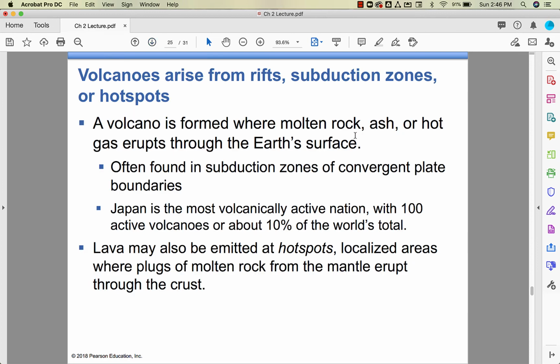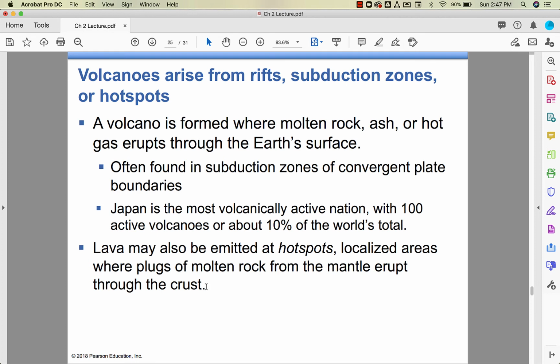So volcanoes come from rifts, so when plates are pulling apart, when plates are coming together, or where there are no plate boundaries. We can get volcanic activity where there are no plate boundaries. So it's where anything comes out through the Earth's surface. In many cases, it's where plates are converging, like in the Cascades and in Japan. Japan is the most volcanically active nation. 100 active volcanoes, right? Doesn't mean they've erupted recently, but there are 100 active volcanoes.